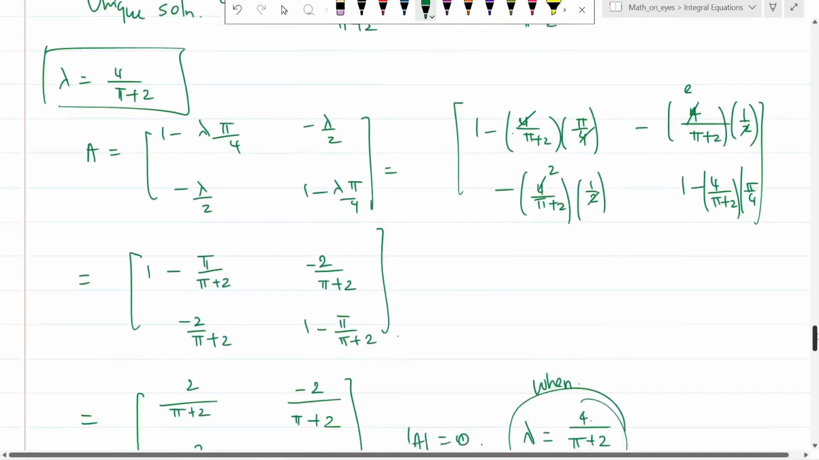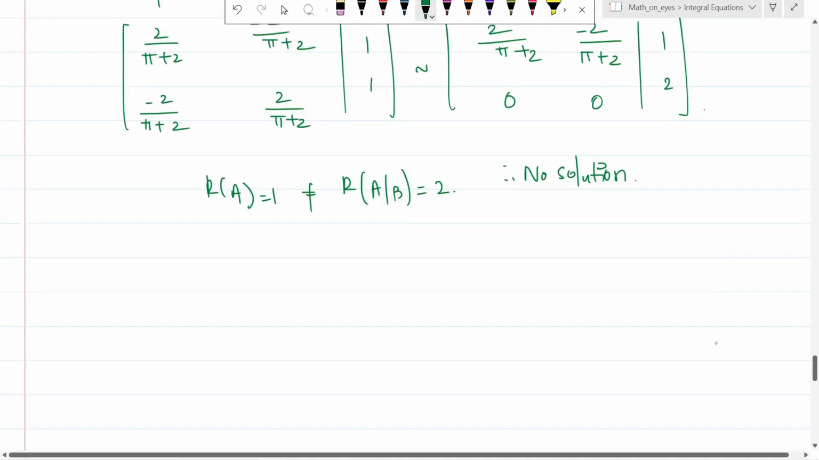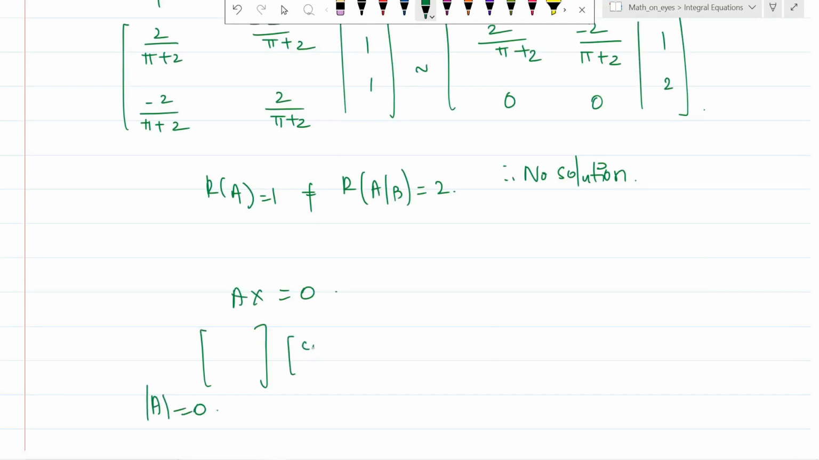Now here this is a corresponding homogeneous equation. Homogeneous means this part will be not equal to 1 comma 1. Your Ax will be equal to 0. Ax is equal to 0. You have the matrix A whose determinant is equal to 0, and then you have the C1, C2, and this is equal to 0, 0. You will find C1, C2 values also.